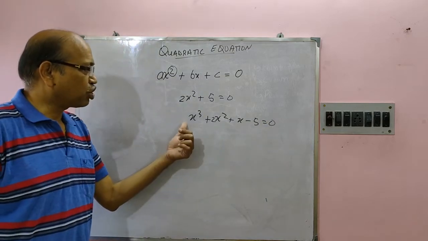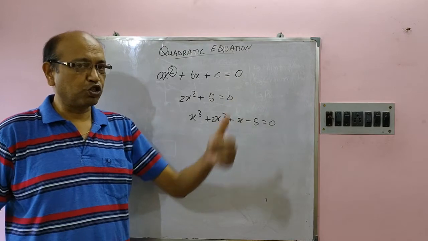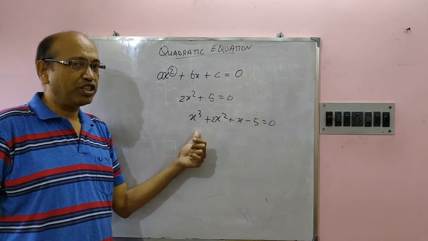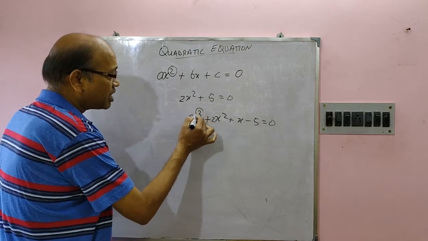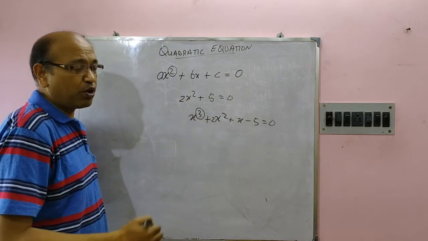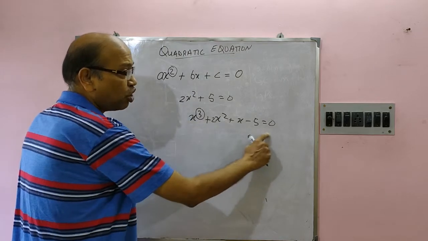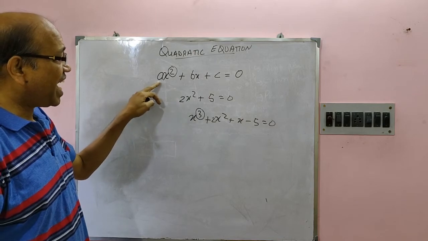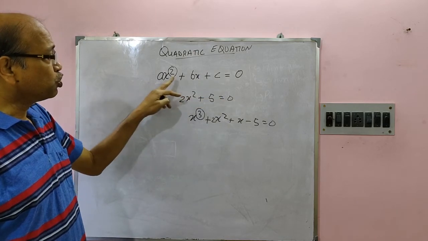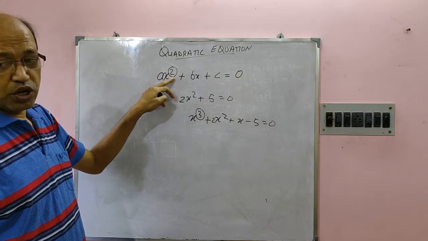Suppose x cube plus 2x squared plus x minus 5 equals to 0. Is it a quadratic equation? No. Why? Because here the maximum degree of the equation is 3. So that is why it is not a quadratic equation. So a quadratic equation is an algebraic expression whose degree of the polynomial is 2. Is it clear?